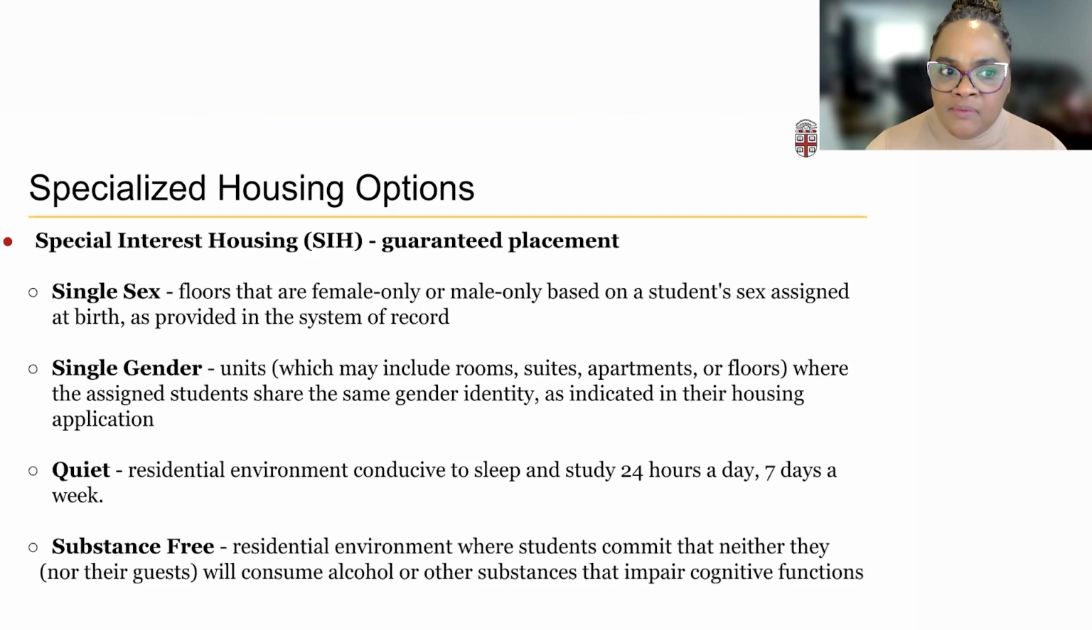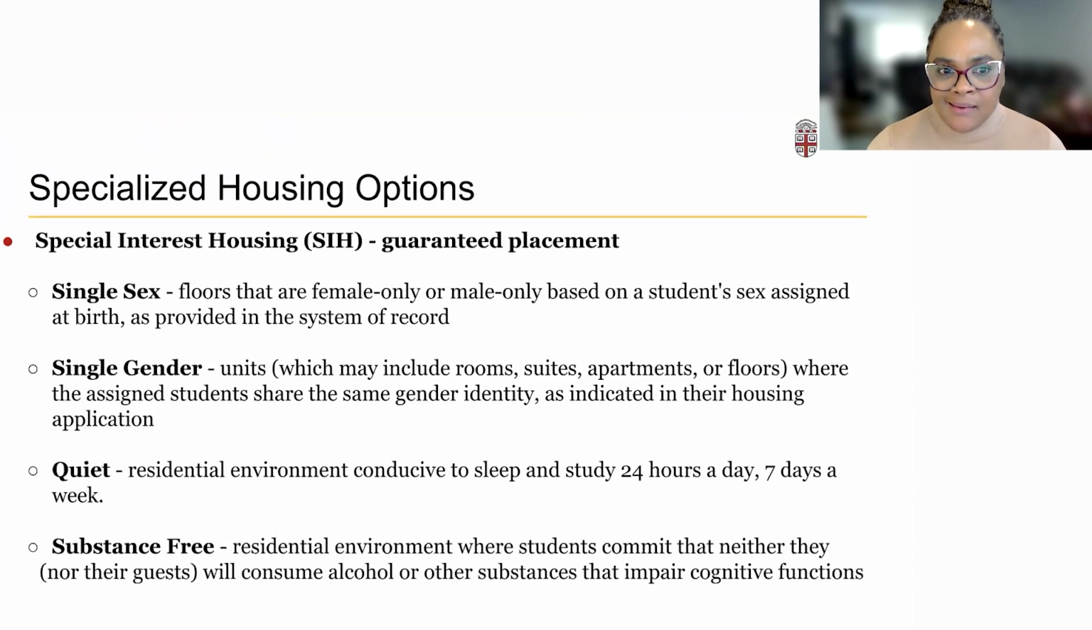We will offer what is considered single-sex housing, and those would be designated floors that are either female only or male only based on the student's sex assigned at birth, which is identified and provided through our system of record that's captured through our registrar's office. A student can indicate that is where they would want to go. The other option available to them is single gender housing. The distinction here is that it's not floors, but units, and that could include standalone rooms, suites, apartments, or perhaps floors.